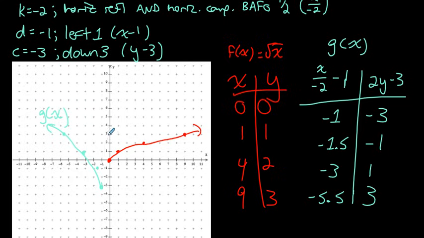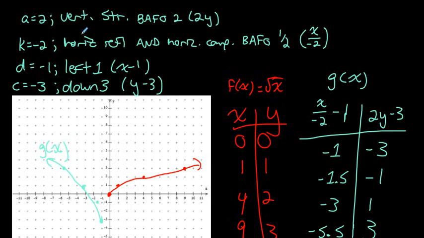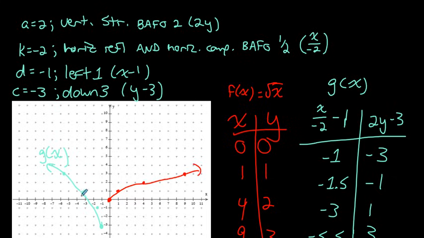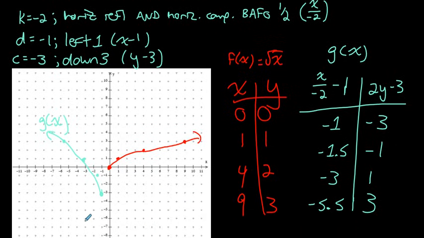Notice it's been flipped horizontally, right? So that's our horizontal reflection. Instead of going to the right, it's now going to the left. That's what our transformation told us. It's also been moved down and to the left, right? Left and down. And it's been horizontally compressed by a factor of 1/2.